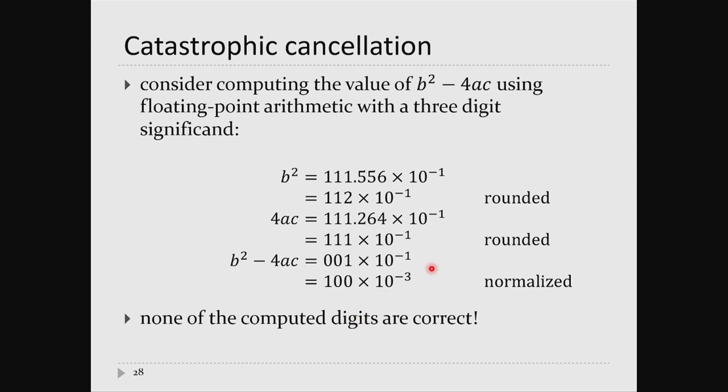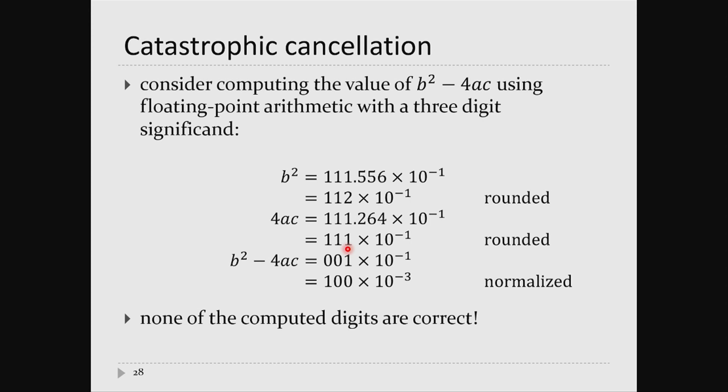So, what's b squared? Well, b squared, the true value is 111.556 times 10 to the minus 1. Now, we don't know how to do multiplication, so we don't actually know how we're going to do it. So I'm just going to say, just compute it using regular multiplication and then round the answer. That turns out to be actually the best case scenario for floating point. So I'm going to round that to 112 times 10 to the minus 1. Why 112? Because I only have 3 significant digits in my floating point system. 4ac is 111.264 times 10 to the minus 1. So compute it exactly, round the answer, 111 times 10 to the minus 1.